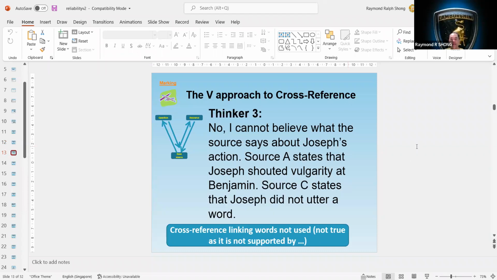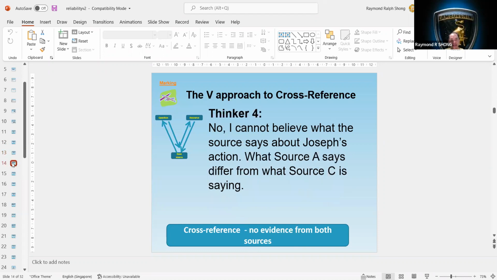No, I cannot believe what the source says about Joseph's action. Source C states that Joseph said vulgarity at Benjamin. Source C states that Joseph did not utter a word. Still no good. Cross-reference, linking words not used, not true, as it's not supported by. So what happens if you write like that in the exam? Well, maybe you get some marks, but unlikely.